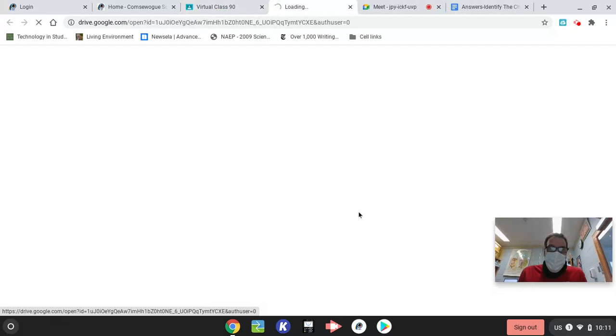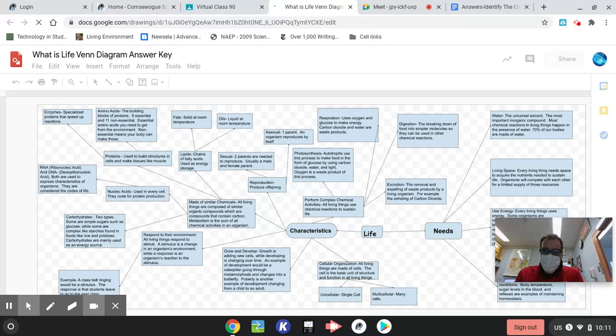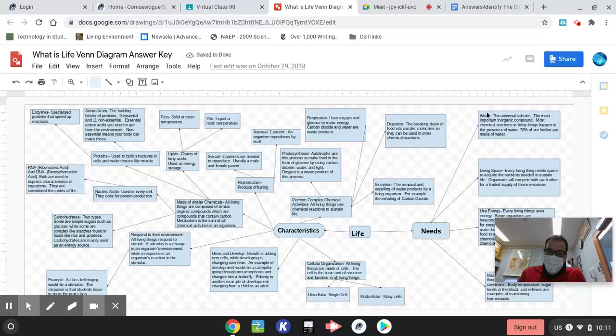I want to show you that I added a lot of boxes to the one that I gave you, which is very, very simple. Pretty much you were supposed to, living things, life, right? Living things have characteristics and living things have needs. And you were supposed to, again, take the words from the bottom of the sheet and put them here. And so you should have had water, living space, uses energy, maintaining homeostasis. And then the characteristics coming off here: perform complex chemical activities, reproduce, made of similar chemicals.